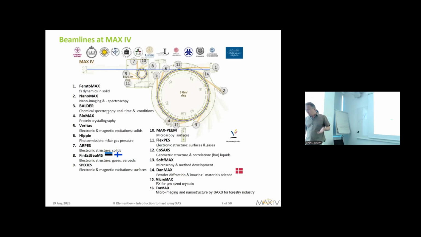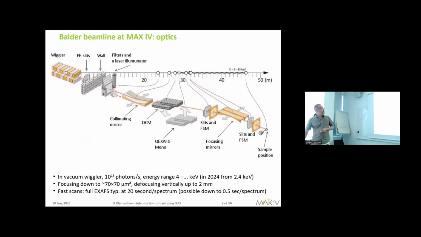Why? Because I am working there and because it has more parts in the absorption spectra. But what I will be talking about is also applicable to the soft X-ray range as well. Some beamlines, you see, have national flags. They are funded by these corresponding countries, but mostly this is funded by Sweden, including these 12 Swedish universities. Balder is one of them, and briefly about the optics of Balder.